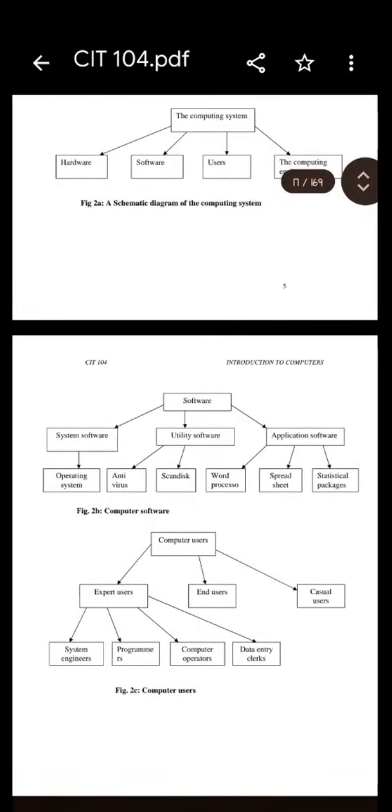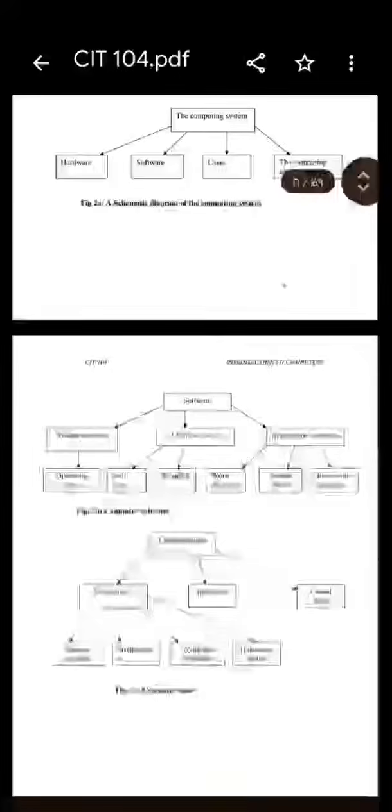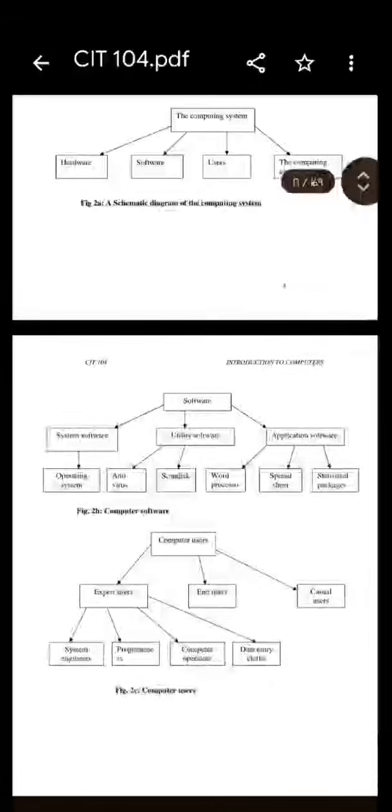Application software is any software that enables users to carry out specific functions. So you can see that this word processor enables us to work with documents. Anything about documents, you can use a word processor to do it. For example, Microsoft Word and WordPad are all examples of word processors.